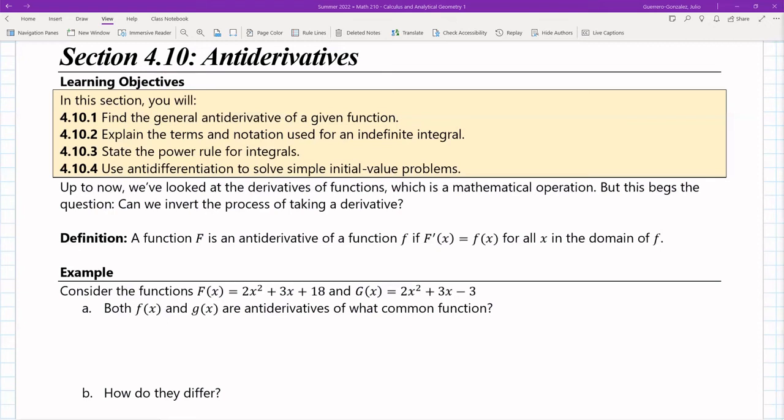Hello, everyone. This is the lecture for section 4.10, antiderivatives. This section will not be on exam 2. I'm going to push this off toward the final. So you can go ahead and push this section off if you need to study up for exam 2.